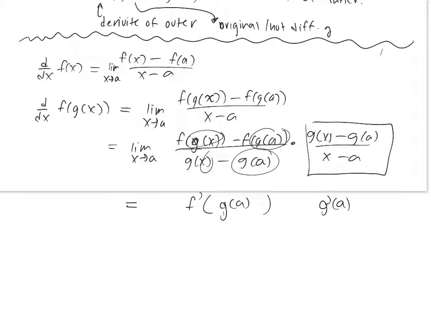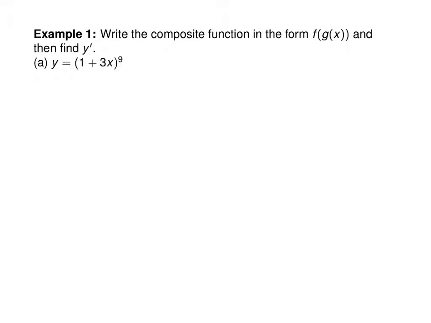So it's helpful to recognize the outer and inner functions, but the point is: differentiate the outer, leave the inner alone, multiply by the inner's derivative. Okay, let's do an actual example. So I have (1 + 3x) to the 9th. Before knowing this rule, your only option would be to multiply 1 + 3x by itself 9 times. You don't want to do that, do you?